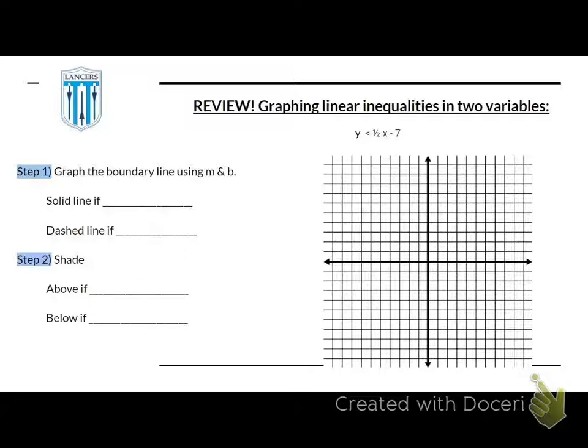When do we know to use a solid line? Okay, when the symbol has an equal to bar on it. So greater than or equal to or less than or equal to. That's when we know to use a solid line. When do we know to use a dashed line? Okay, when it doesn't have that, when it's just the regular greater than or less than sign.